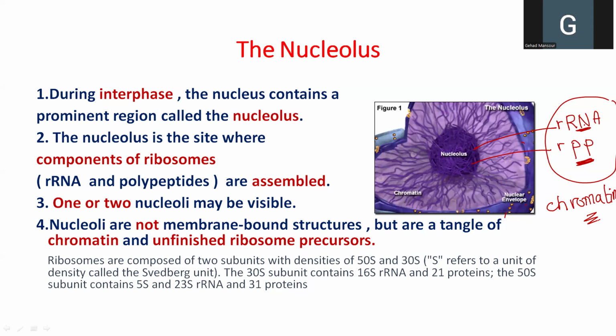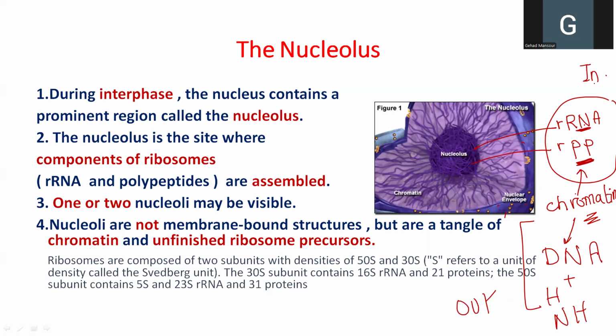The chromatin outside the nucleolus is what? The chromatin outside the nucleolus is DNA plus histones and non-histones. But inside the nucleolus, the chromatin consists of ribosomal RNA plus ribosomal polypeptides. And this chromatin is considered an unfinished ribosome precursor because it will undergo several modifications to reach the final stage of the finished ribosome.